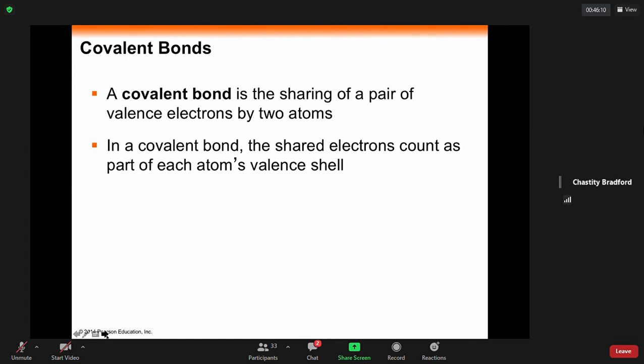Sharing is caring. Covalent bond is the sharing of a pair of valence electrons by two atoms. Okay, except when you're sharing viruses or something. I ain't got time for that. But we're going to share some other stuff. I don't know what I can share with you right now.